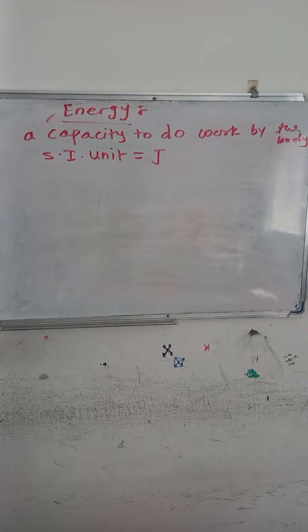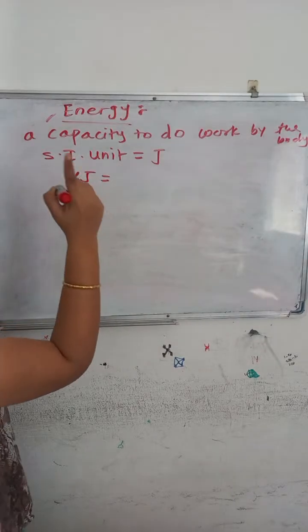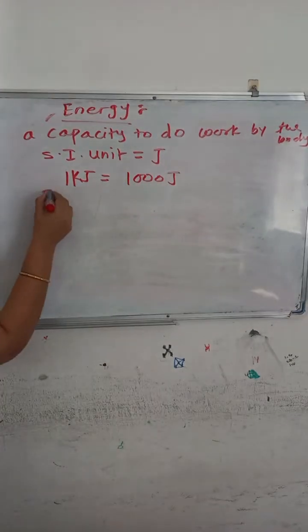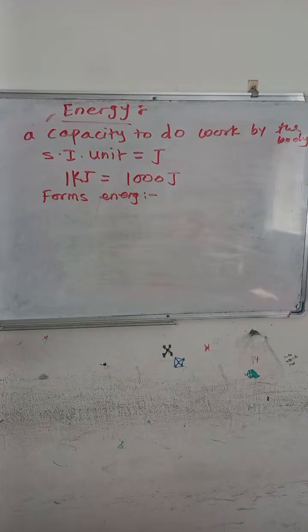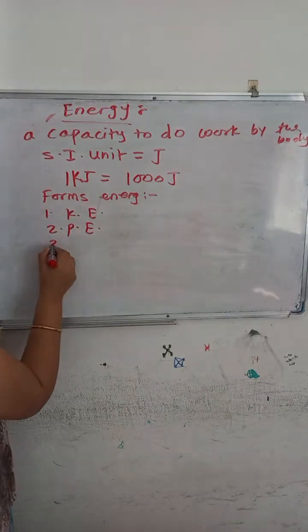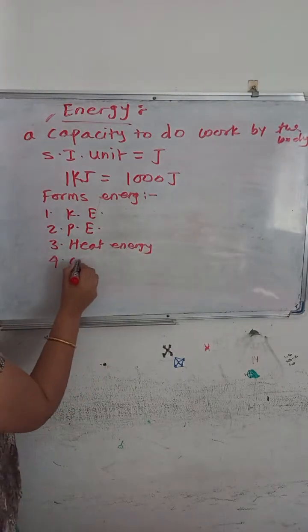The SI unit of energy is again joule. One more thing, 1 kilojoule is nothing but, kilo means 1000, so 1000 joule. We have different forms of energy. We have solar energy, potential energy, kinetic energy, thermal energy, electrical energy, chemical energy. I will write here: first is kinetic energy, second is potential energy, third is heat energy, then chemical energy.